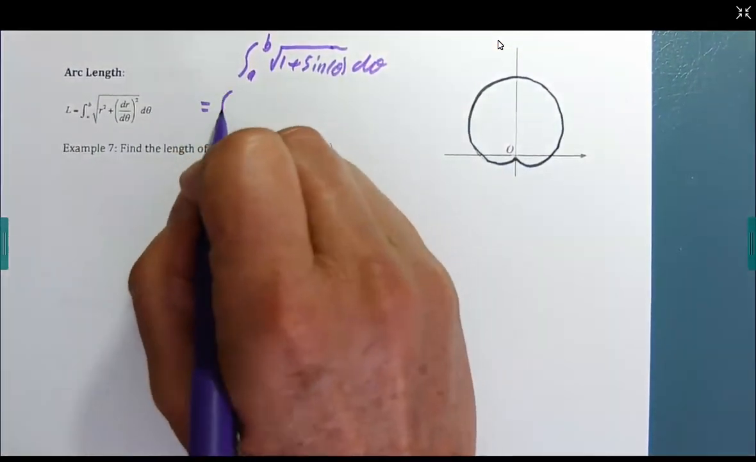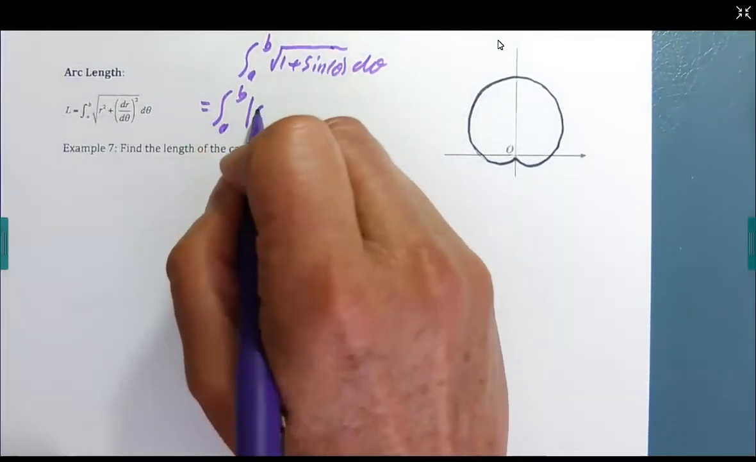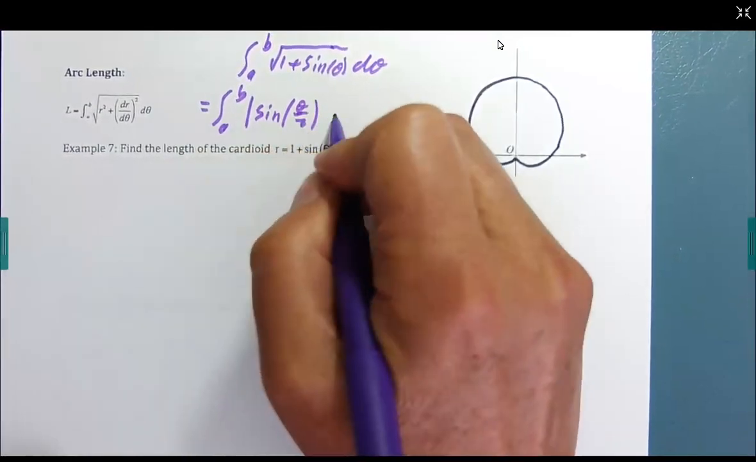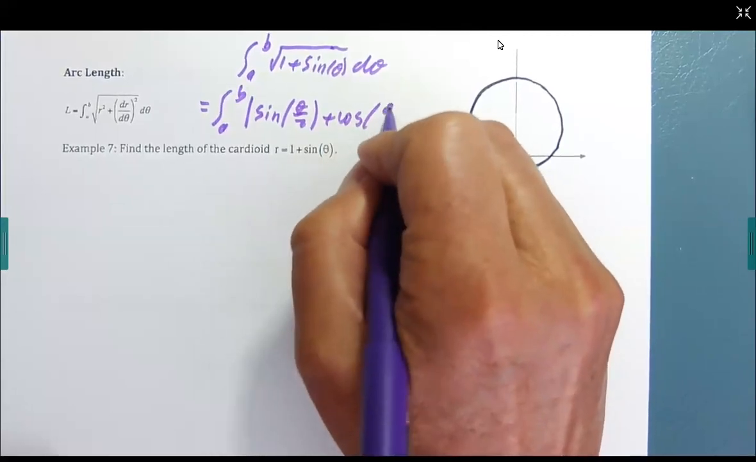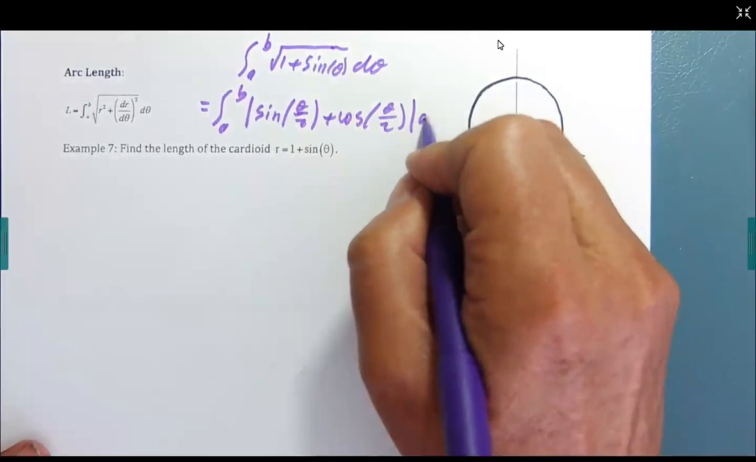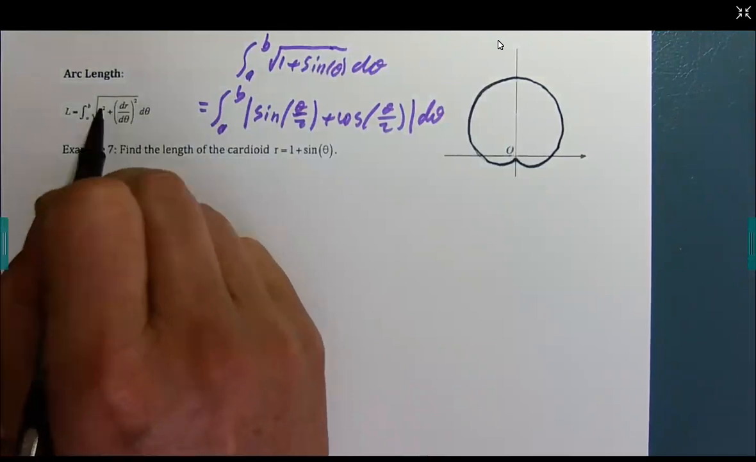That is going to equal the integral from a to b of the absolute value of sine of theta over 2 plus cosine of theta over 2 d theta. So we're going to use that at one point, but there's quite a bit of work before we get there. So I want to start by digging this part under the radical out.